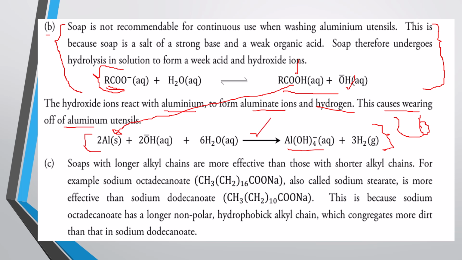So looking at note C, we are going to say that soaps with longer alkyl chains are more effective than those with shorter alkyl chains. For example, sodium octadecanoate, which is also called sodium stearate, is going to be more effective as compared to sodium dodecanoate. So here we are simply saying that soaps with longer alkyl chains are going to be easier to use as compared to those with shorter alkyl chains.